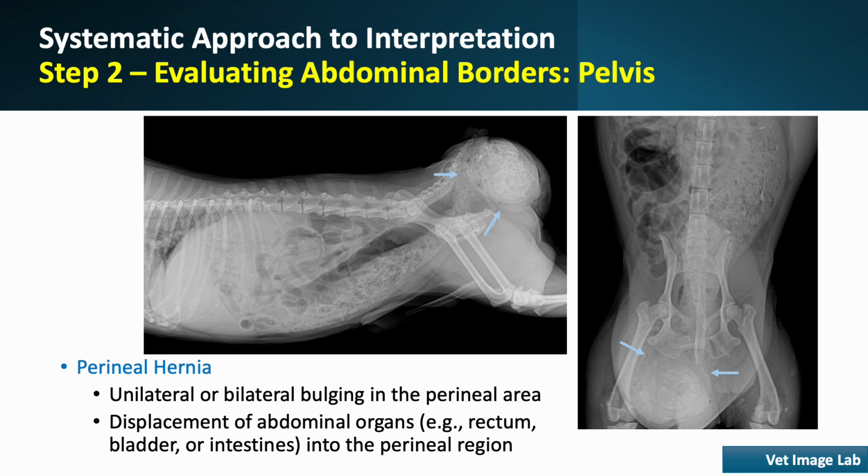Now let's check the pelvic region. Take a look at this image. Can you see the abnormal bulging marked using blue arrows in the perineal region? This is a typical radiography of a dog with a perineal hernia.